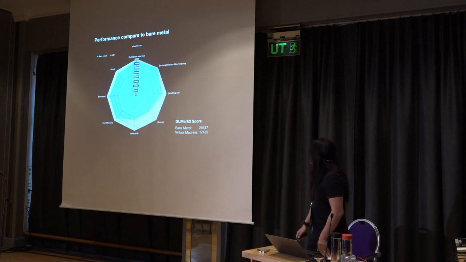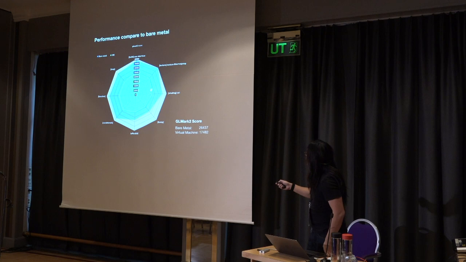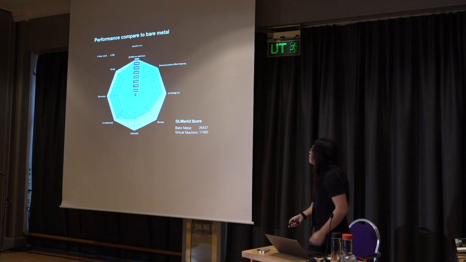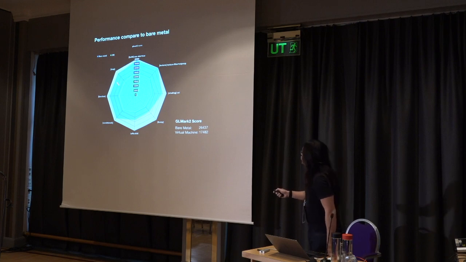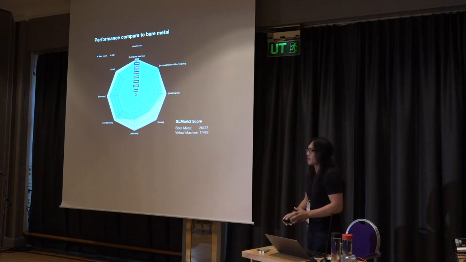So I'm too lazy, so I only run the GLMark2 benchmark. And as you can see here is the performance of the RTX 2070 when it is passed through to a VM. And the blue one, well, they're both blue, is the RTX 2070 when it runs on bare metal. But this result may not be totally accurate because I cannot pass through all my cores and RAM.